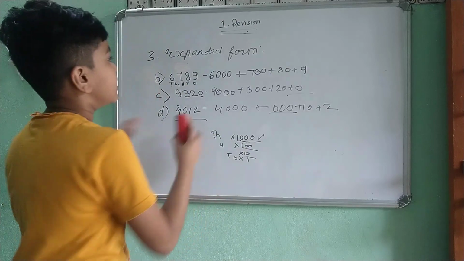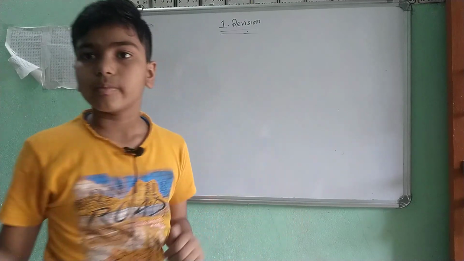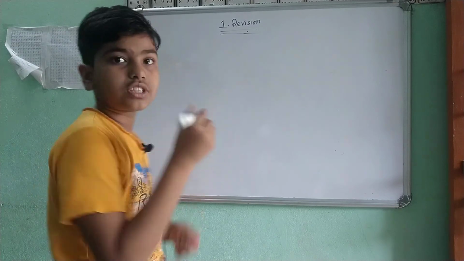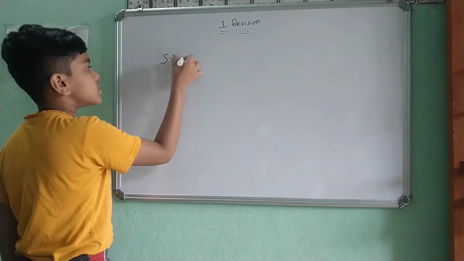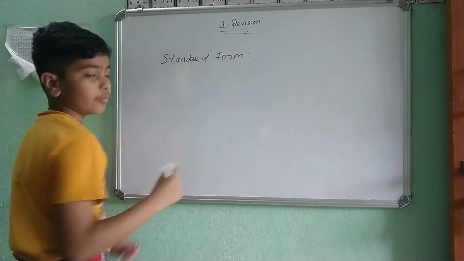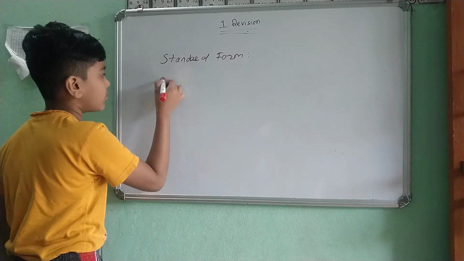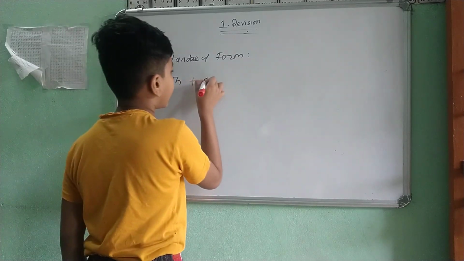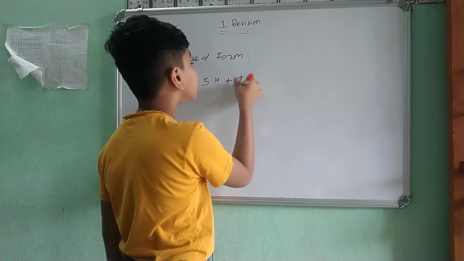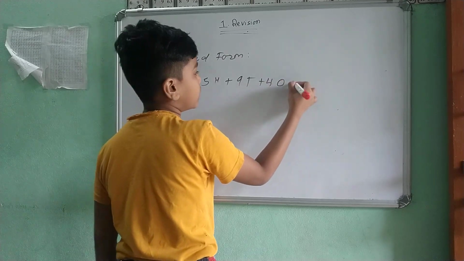Write the standard form. I'm just going to explain some because the charging is low. Standard form of the number: 9,000 plus 500 plus 9 tens plus 4. So how to do it in standard form?